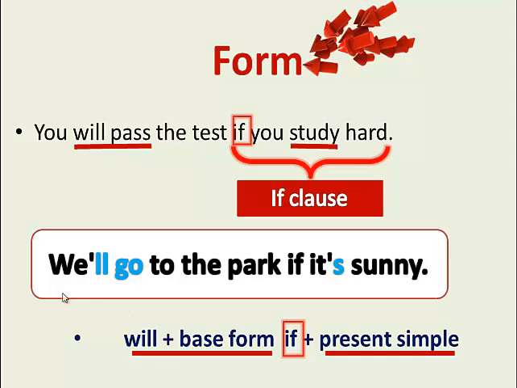Here is an example. We'll go to the park if it's sunny. We can say this sentence by starting with the if clause, and the sentence reads, if it's sunny, we'll go to the park. They have practically the same meaning. The only difference is that when we start with the if clause, then we put a comma before the main clause.